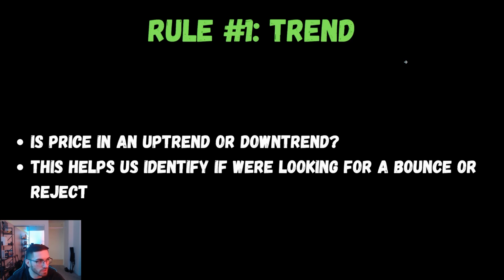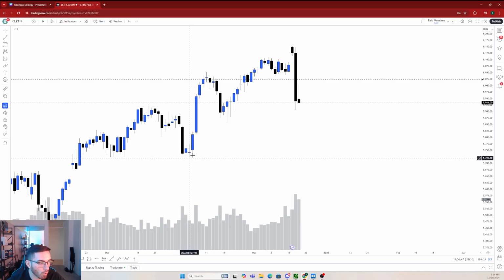So in order to use this strategy, the very first thing that you want to determine is the overall trend. So is price in an uptrend or is price in a downtrend? Now, the reason why we want to understand the overall trend is because it's going to help us identify if we're going to be looking for a bounce in the market or if we're going to be looking for a reject in the market.